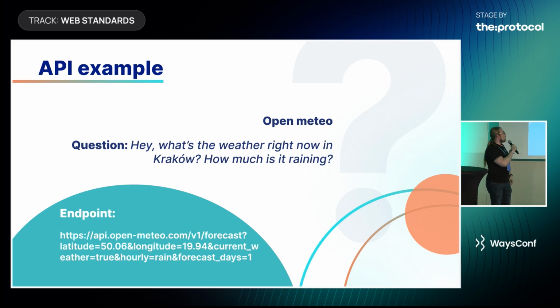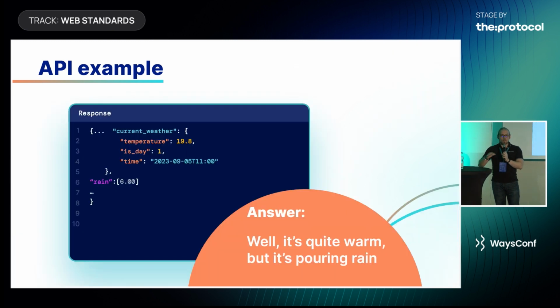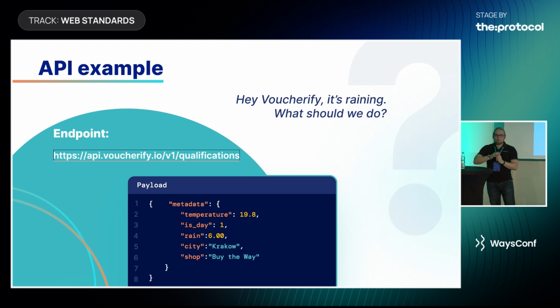So you can send to an endpoint the question: please provide me the forecast for Krakow, tell me if it's raining, provide me the forecast for 1 day, and OpenMeteo will give that information back to you in the form of a JSON. So you have the information about the temperature, and about how much it is raining. In our case, 6 millimeters means that it's pouring rain. And this is the answer that we received from that specific service without needing to own that service. Then the result can be sent to Voucherify. So we can ask Voucherify, hey, it's raining in Krakow right now, what should we do?